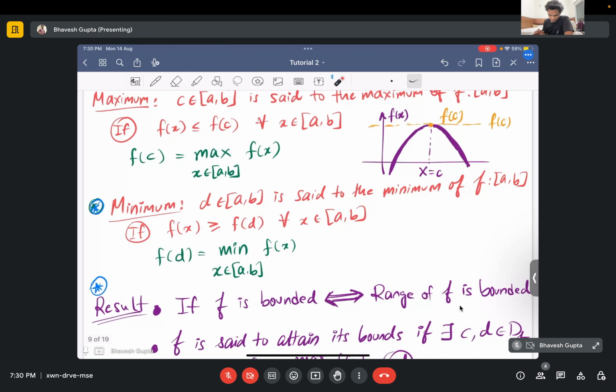And the exact same definition holds true for the point of minima as well. Let's say I have a point of minima, let's say d. So we can say that very comfortably, for example, for this.